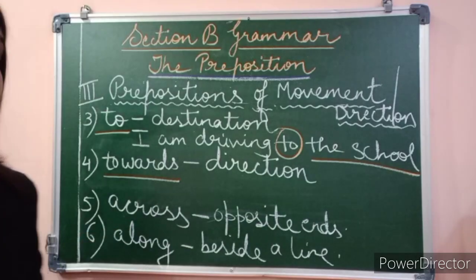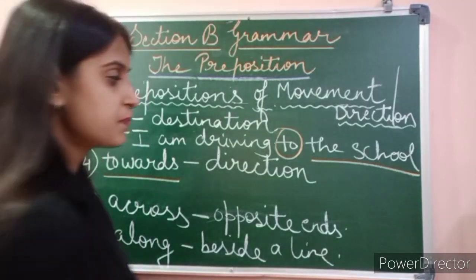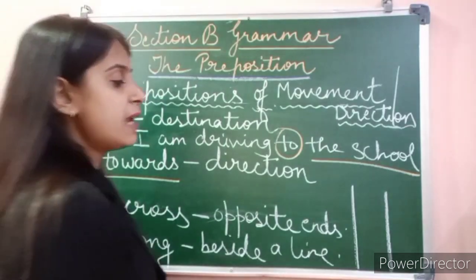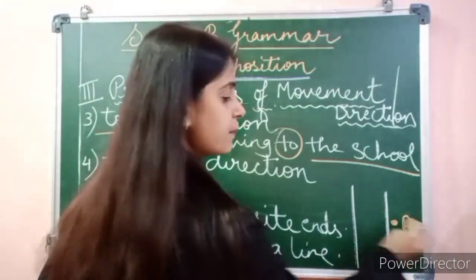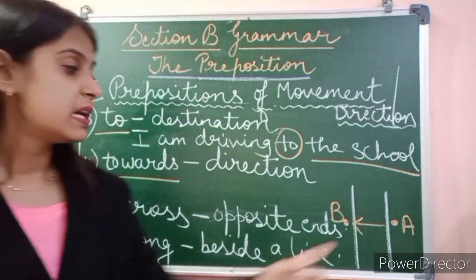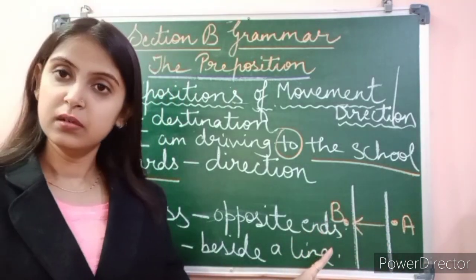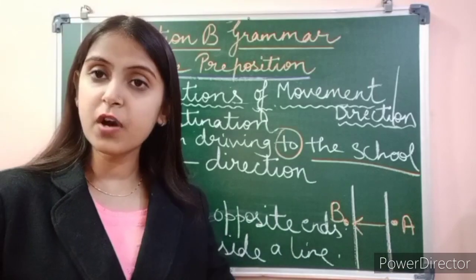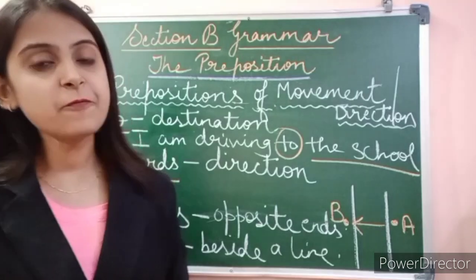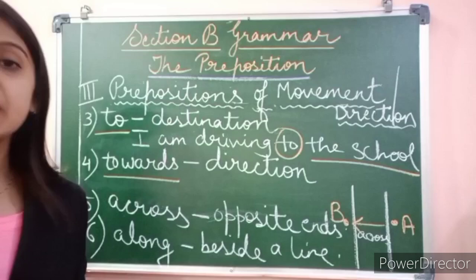If we talk about across, across is used when we talk about opposite ends. Like for example, this is a road, right? And the boy is standing over here at point A. And if he comes at point B, then he has come across the road. Right? So from one end to the other. You can also imagine this as the river. I have come across the river. If I come from A to B, I will say I have come across the river. So across means from one end to the other.